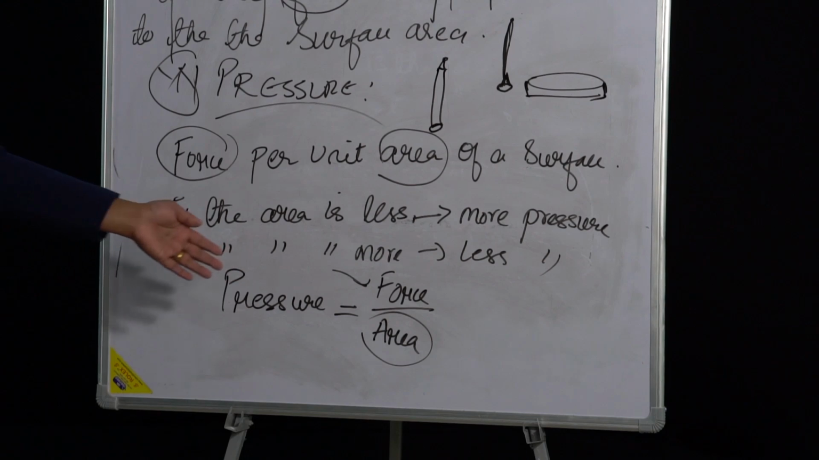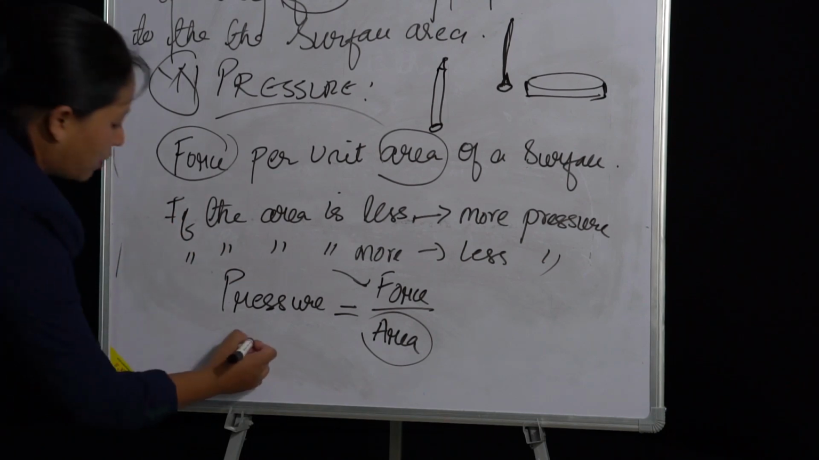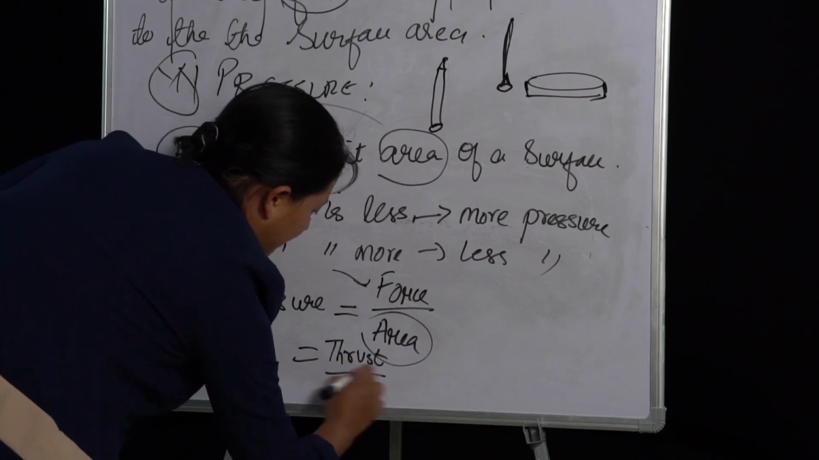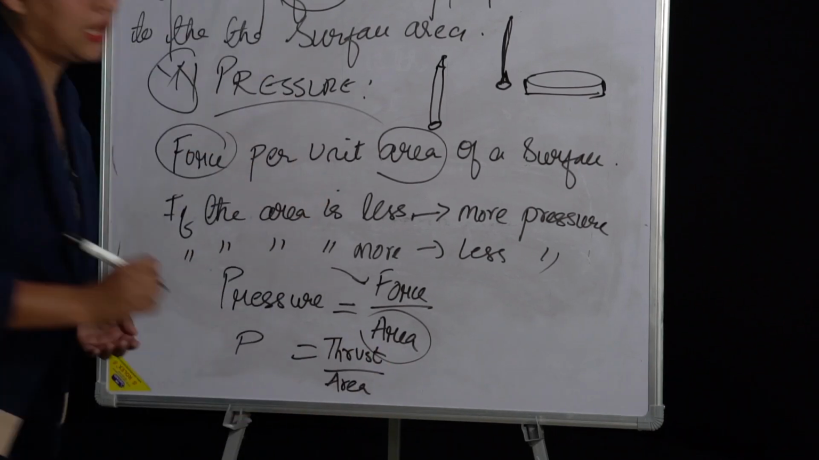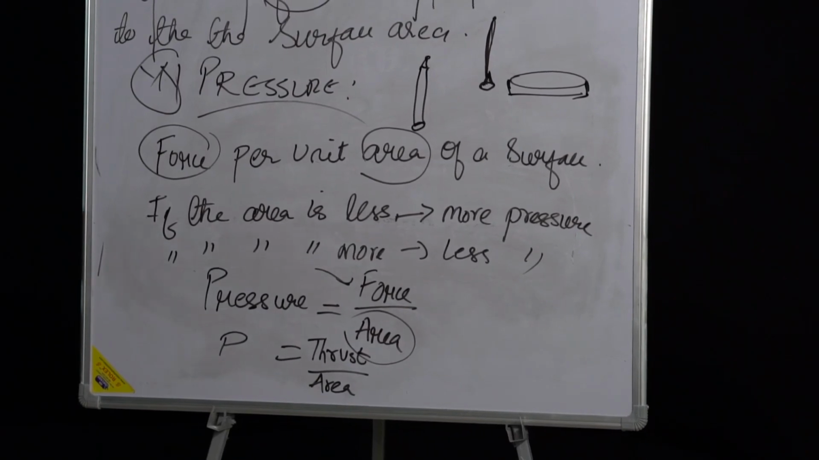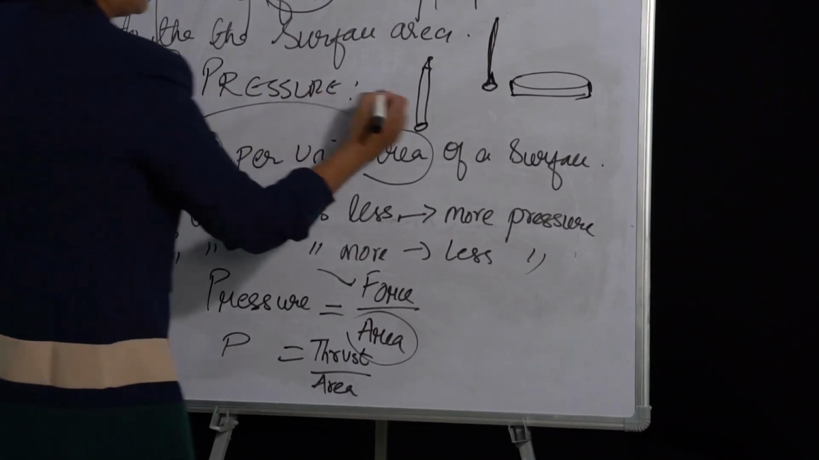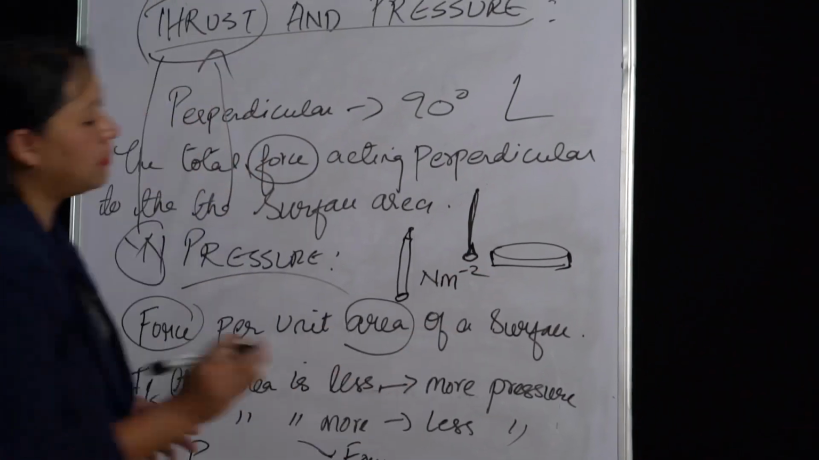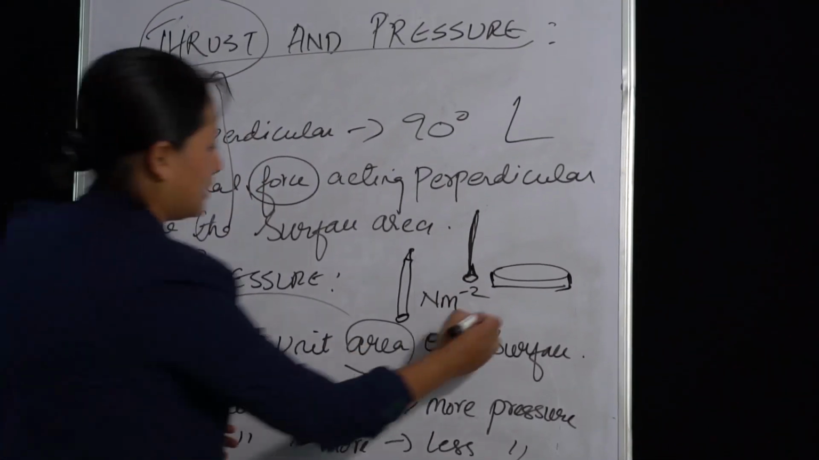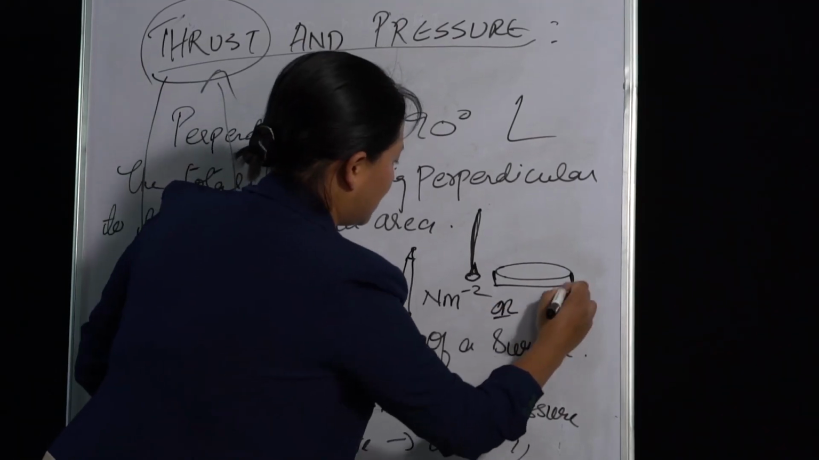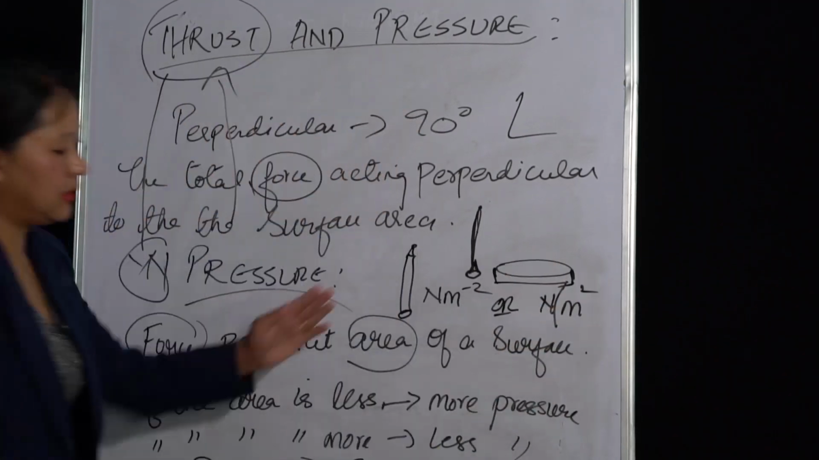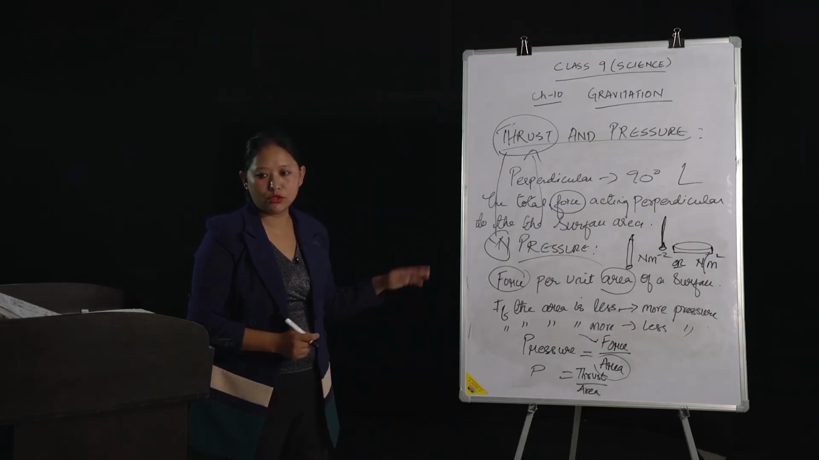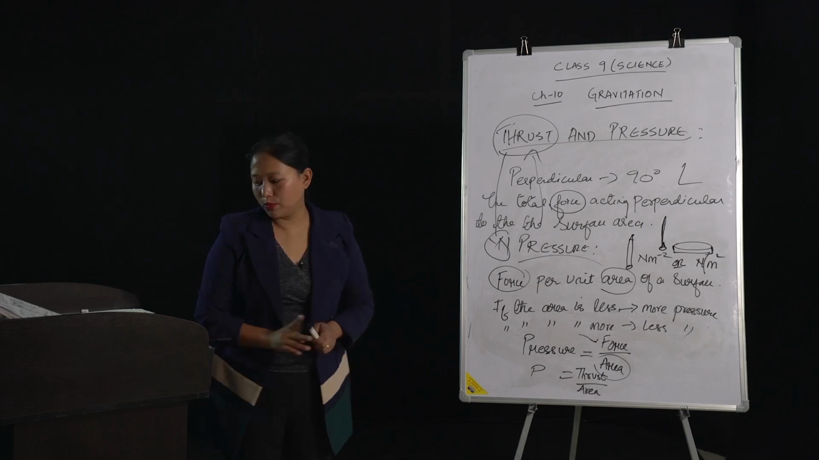Since here force is a thrust, we can also write pressure as thrust divided by area. And the unit of pressure is Newton meters per meter square. We can write it like this, or we can write Newton per meter square. It's just the same thing. So I hope you are clear with these two concepts, thrust and pressure.